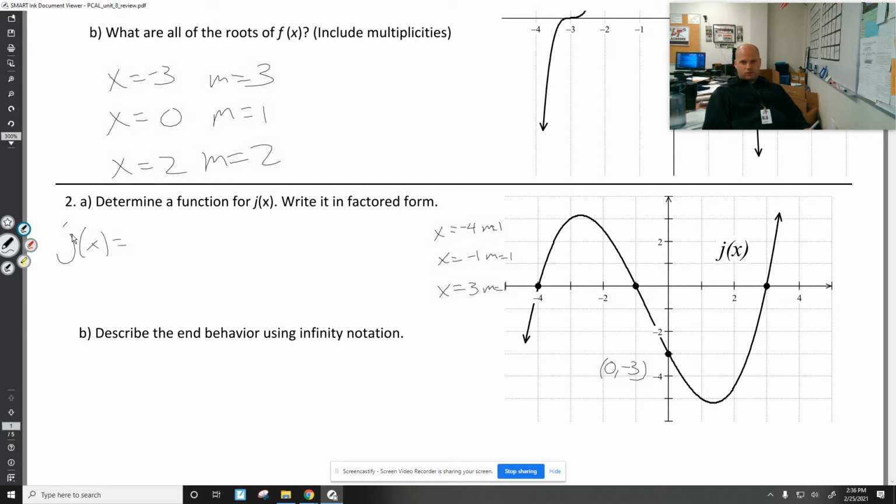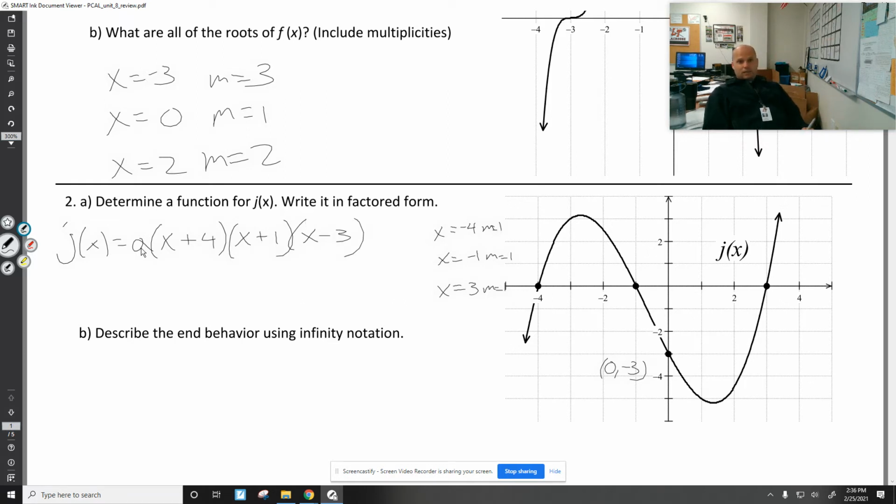J of x equals, okay, let's go x minus 4. No, not x minus 4, x plus 4, because I have -4. We're going to figure out this a in a second. Leave this leading coefficient as something we'll find. Then x plus 1 to make sure that we get this -1 plugged in, giving us a 0. And x minus 3 to get that.